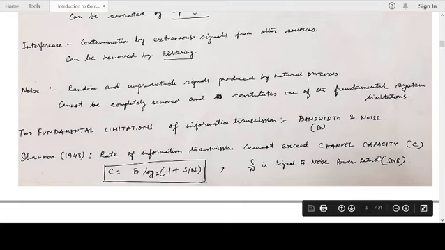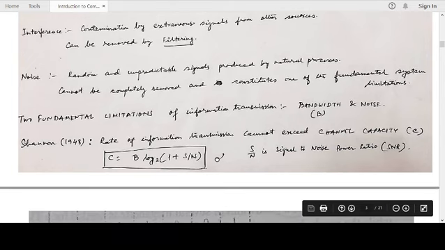S by N is known as the signal to noise power ratio. The channel capacity is calculated based on this with the assumption that the noise is Gaussian. The rate of information transmission cannot exceed this channel capacity, so we have to actually work below what is provided by Shannon's limit for error-free transmission of information.